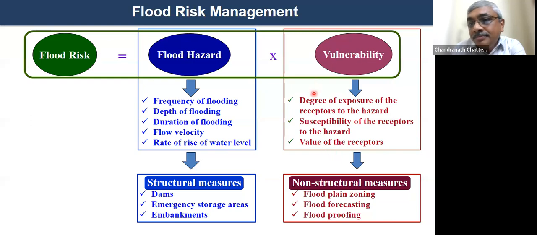Now, if you want to control the vulnerability, you go for non-structural measures like floodplain zoning, flood forecasting, and flood proofing. Floodplain zoning means you categorize the floodplains into different hazards and you regulate the activities. Flood forecasting means warning the people about the impending floods, and flood proofing is basically raising the levels of the infrastructure. So normally you have a combination of practices, both structural as well as non-structural, to address the flood risk issues. So that is about flood risk.